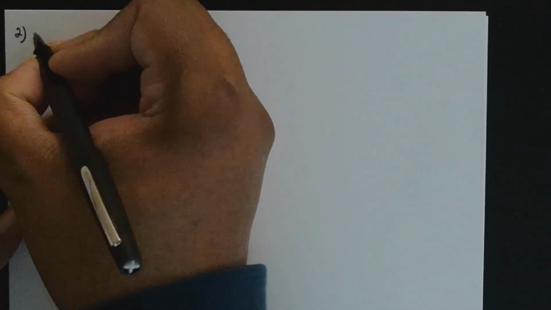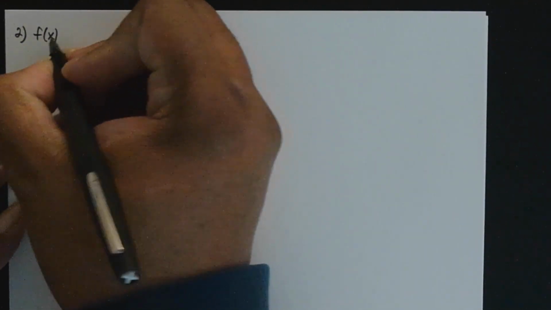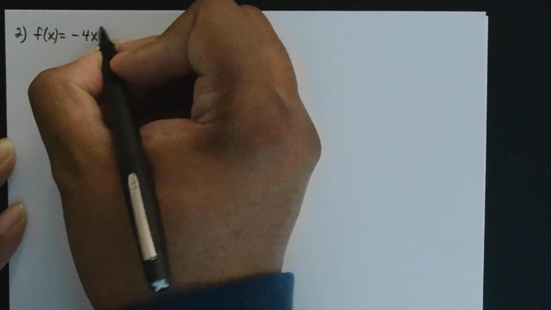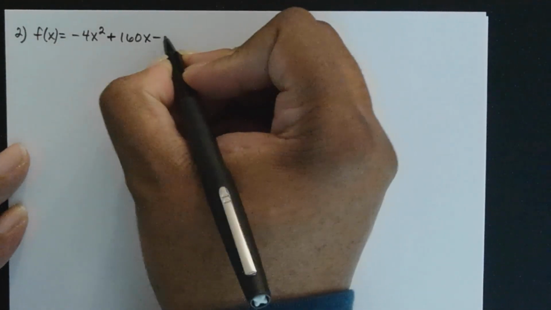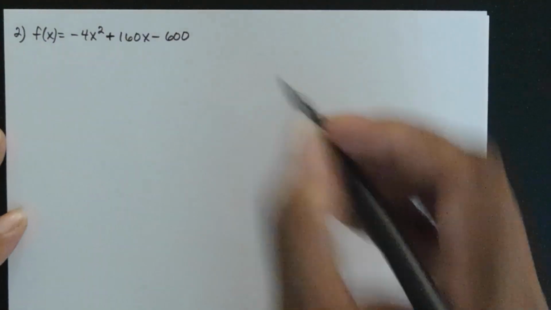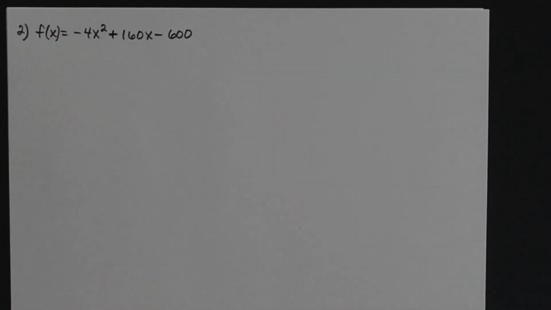is this. You're given the quadratic function f of x is equal to negative 4x squared plus 160x minus 600. All right, and there are 3 parts to that problem. In part A, you're to determine without graphing whether the function has a maximum or minimum value, and then find the minimum or maximum value and determine where it occurs, and then identify the function's domain and range.